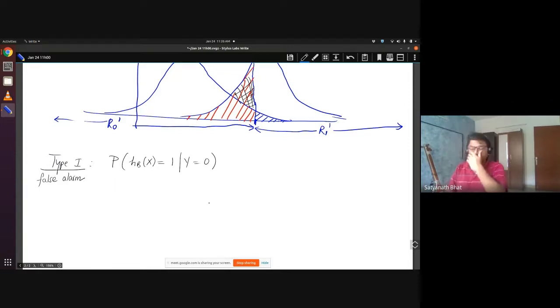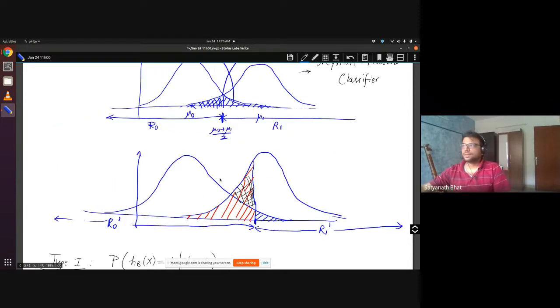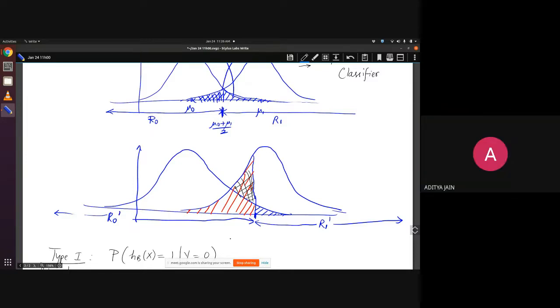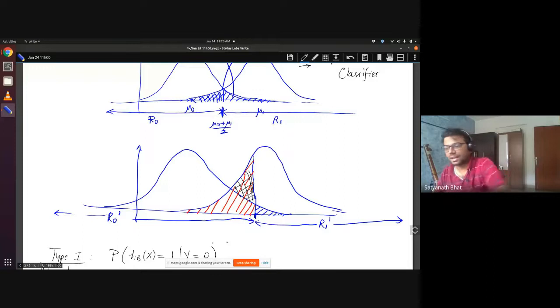Okay, so now in this, can someone tell me which is that region? H_B of X is 1, but actually Y is 0, and I am saying H_B of X is 1. So which is that type 1 error? Right one or left? Who is saying right and who is saying left?